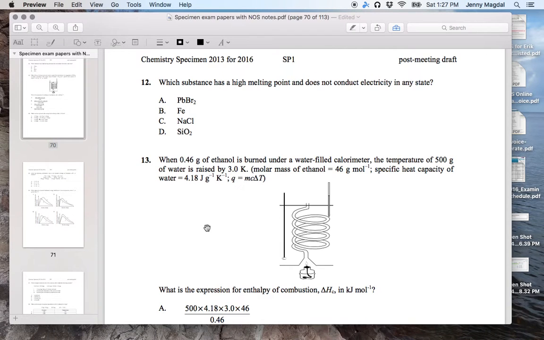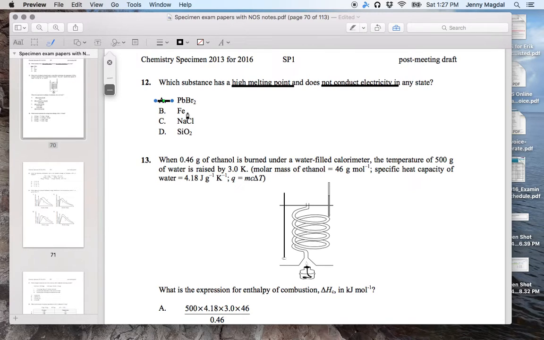Where we left off with question 12. It's asking, we want something with a high melting point, so that's one bit of it, high melting point, which means that we are looking for something that is crystalline, but it does not conduct electricity, so we are looking for something that is covalent. We have an ionic compound when we have a metal and a nonmetal, which would have a high melting point, but it would conduct electricity when it's either dissolved in water or when it's molten. So we know that that is not the answer.